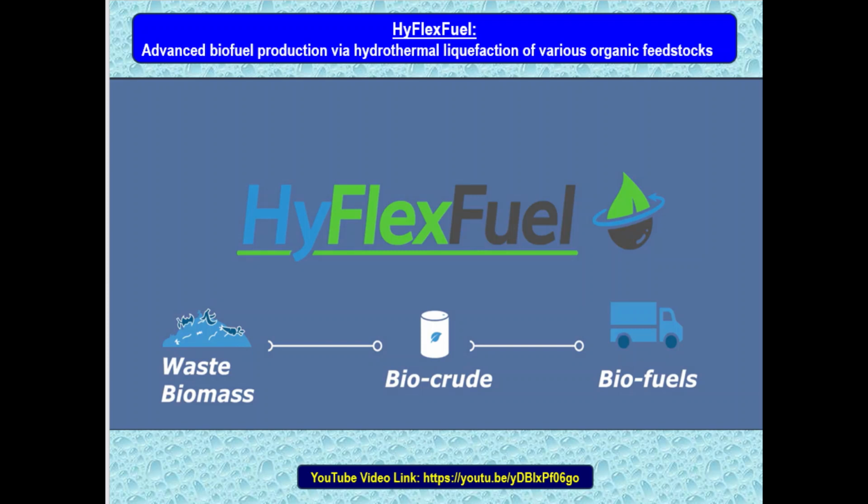Another video explains how waste biomass has been converted into useful biofuels. The video link has been given at the bottom. Here, advanced biofuel production via hydrothermal liquefaction of various organic feedstocks. From waste biomass, it is converted into biocrude, then it is further converted into useful biofuels.